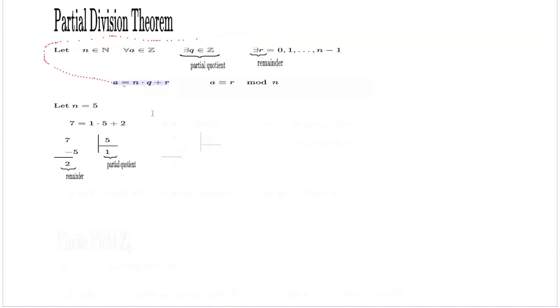Let me just do another one. For instance, the number 9. For 9, that's the representation: 1 times 5 plus 4. And again, I can do it in the school way. Here's my partial division. Here's my 9, here's my 5. Again, I put 1 in here. And now I subtract 1 times 5 from 9. The result is obviously 4, and that's my remainder.